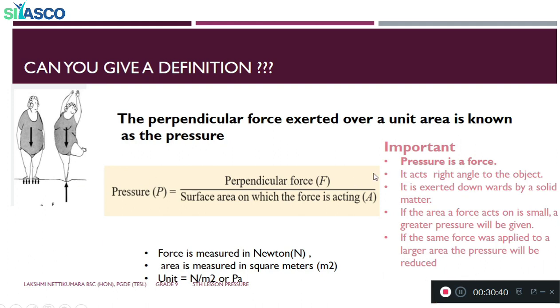Now we can write these findings into a formula this way. Now it's time to find the units of pressure. Force is measured in Newton, area is measured in square meters, so the unit is newtons per square meter. It is found that 1 newton per square meter is equal to 1 Pascal. So whenever you solve problems and get the answer in newtons per square meter, it can be written in Pascal.